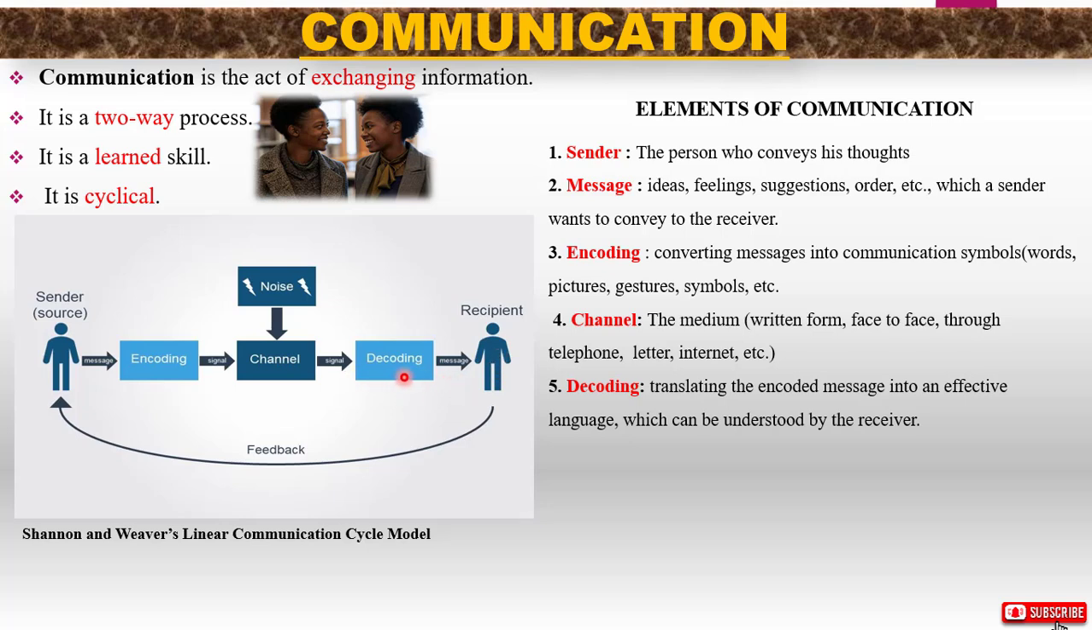words and the symbols that he has received in order to make meaning of them. This process of making meaning of the symbols which were encoded by the sender is what we call the decoding. So it is the sender who does the encoding, and it is the recipient or the receiver who also decodes. Therefore, we can conclude by saying that the recipient is the one who receives the message.